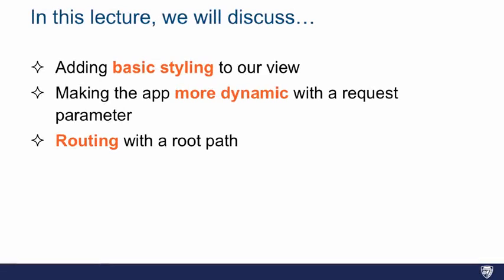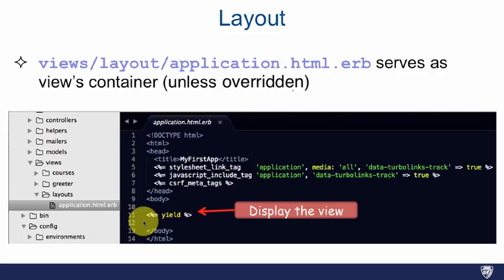In the previous lecture we've integrated the Rails application with HTTParty, but it looks kind of horrible, so we're going to add some basic styling in this lecture to fix that. We're also going to make the application more dynamic and allow you to specify a request parameter, because right now the data is always being pulled for JHU, but we want to make that dynamic and let you specify what you're looking for as a user. And we're going to talk about routing, the root path.